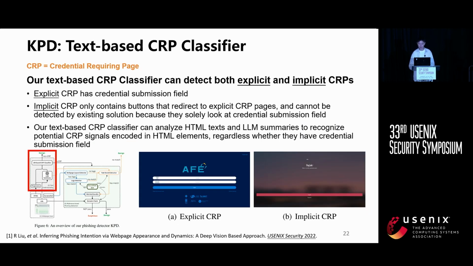Our text-based components also include the analysis for credential requiring pages, but due to time limit, I won't go through all the details. But the general idea is that by analyzing the HTML elements through language models, we are able to detect implicit credential requiring pages that previous computer vision-based approaches cannot detect. These eventually help us alleviate the false negatives caused by the CRP classifier.